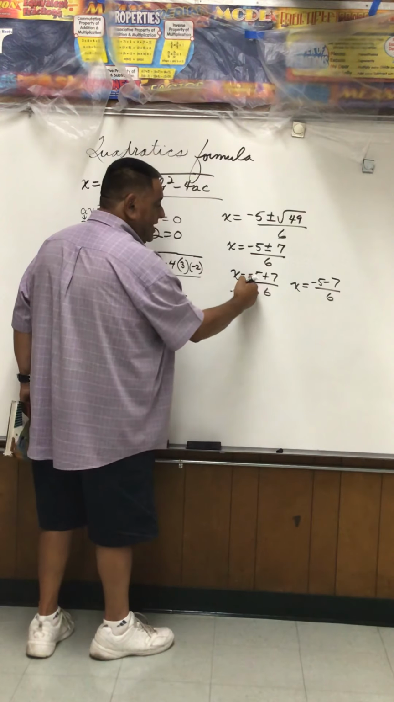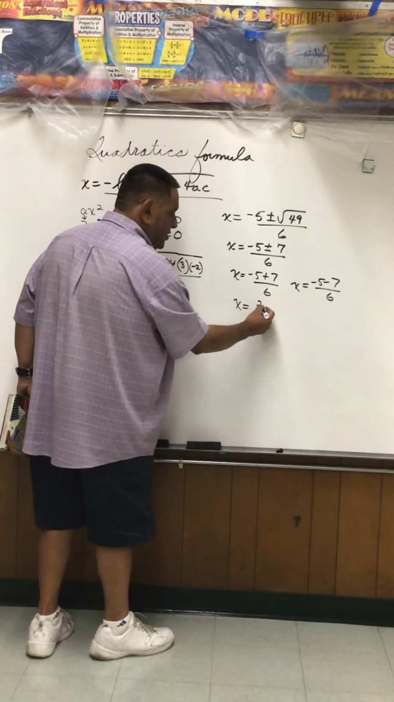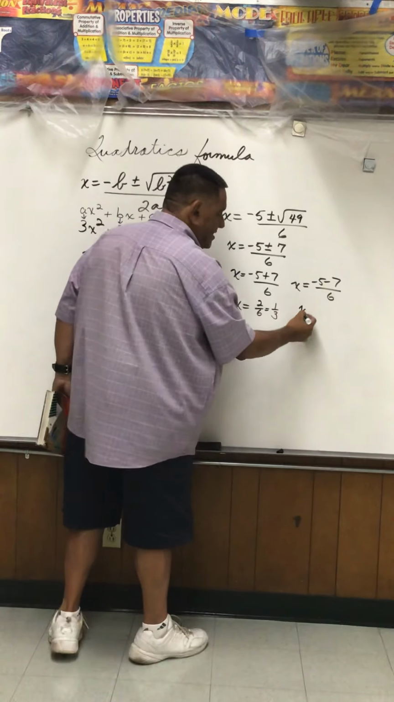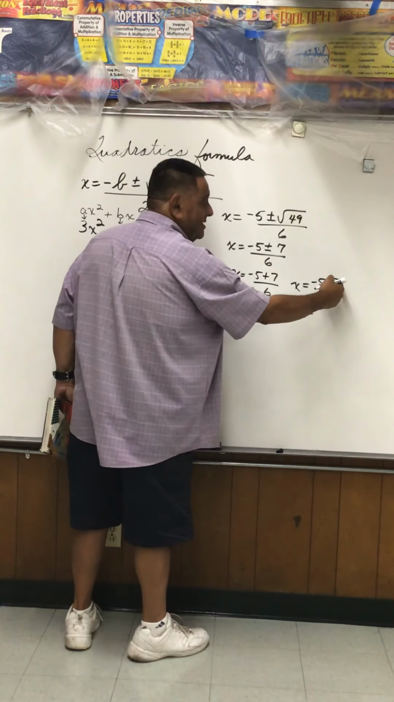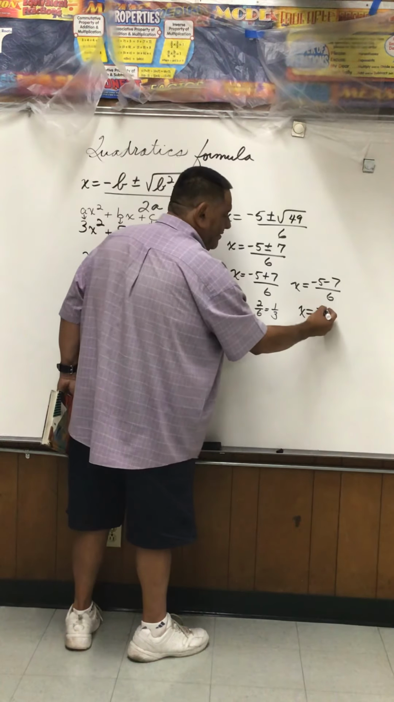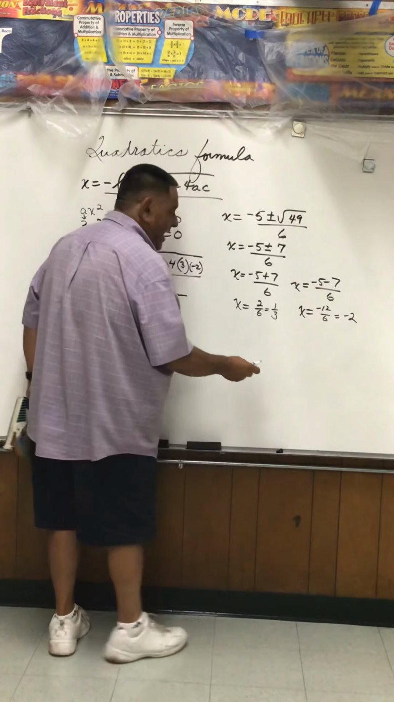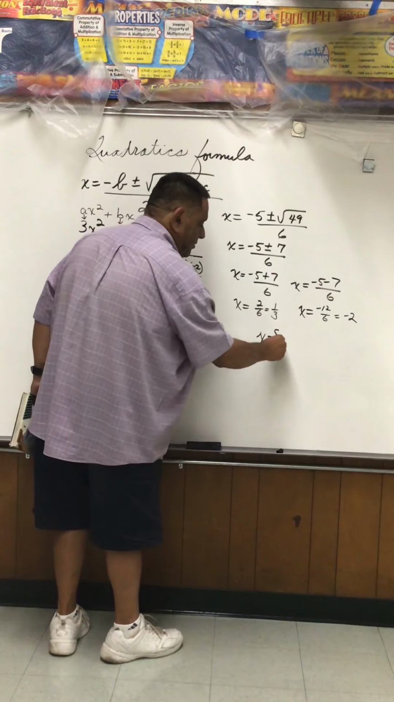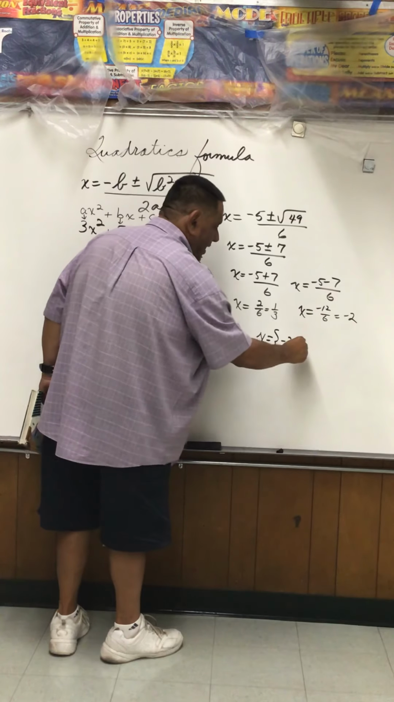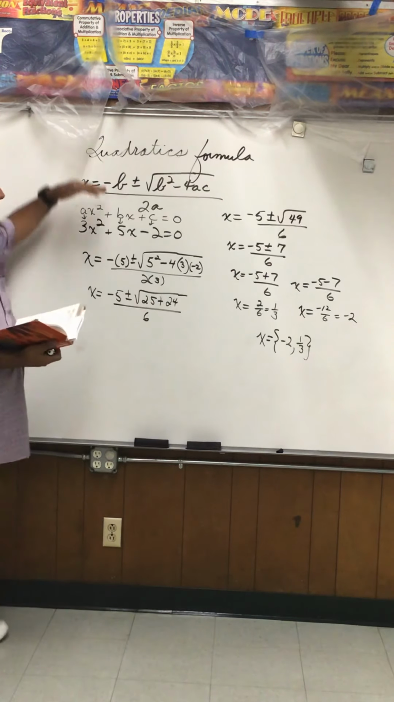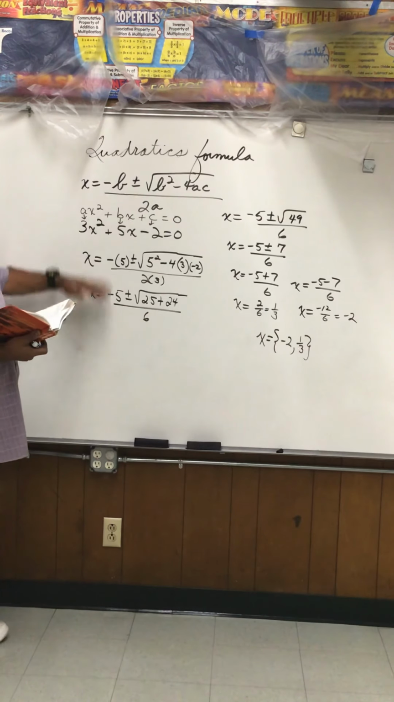So x in this case is going to equal 2 sixths, or 1/3. In this case, x is equal to negative 12 sixths, or negative 2. So I'm going to have an answer of x is equal to negative 2 and 1/3. All right? All it is is a substitution process.